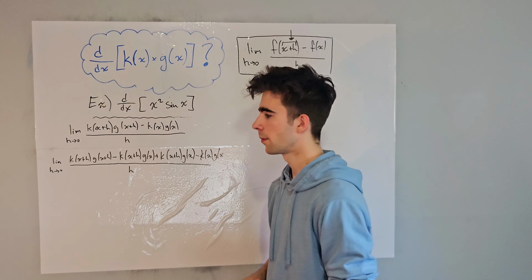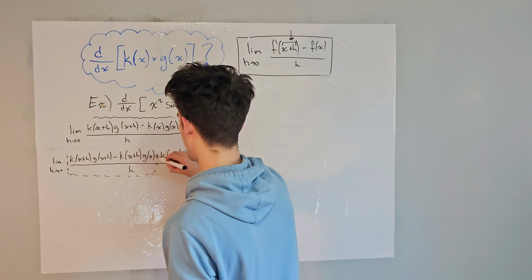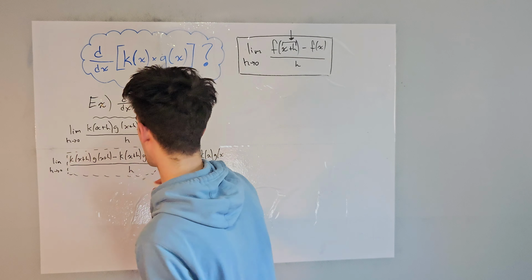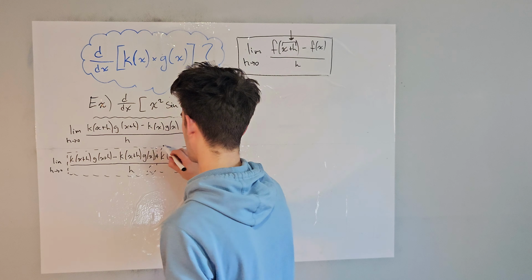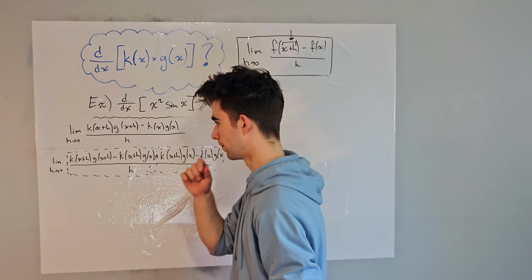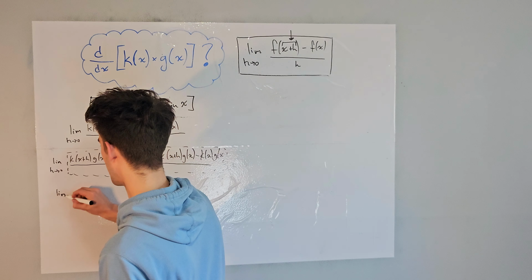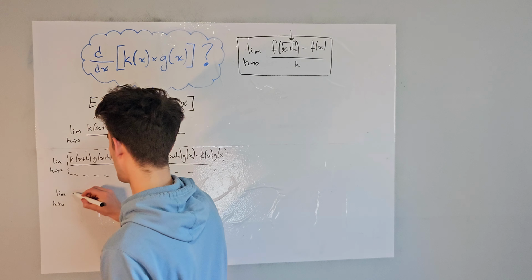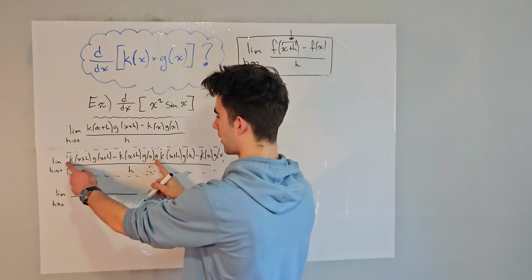From here, I'm going to split apart this limit, and I'll do it just in half here. These first two terms in the numerator will go with the first half, and these two in the second. They'll both have the limit as h approaches 0. So it'll look something like this. The limit as h approaches 0 of the first part of the numerator here.